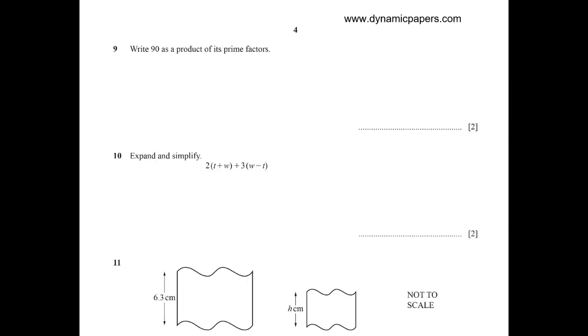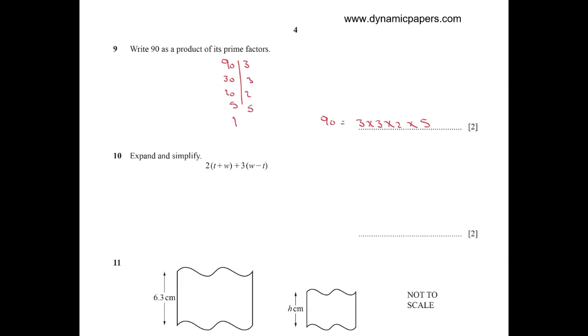Question 9. Write 90 as a product of its prime factors. 90 is divisible by 3. 90 divided by 3 is equal to 30. Divided by 3 equals 10. Divided by 2 is equal to 5. Divided by 5 is equal to 1. So 90 is equal to 3 times 3 times 2 times 5. And this is the answer.